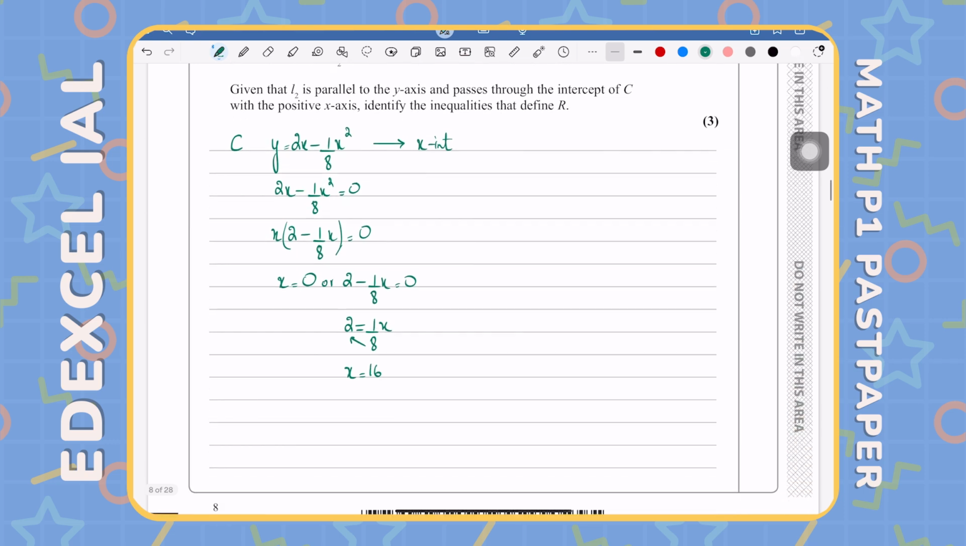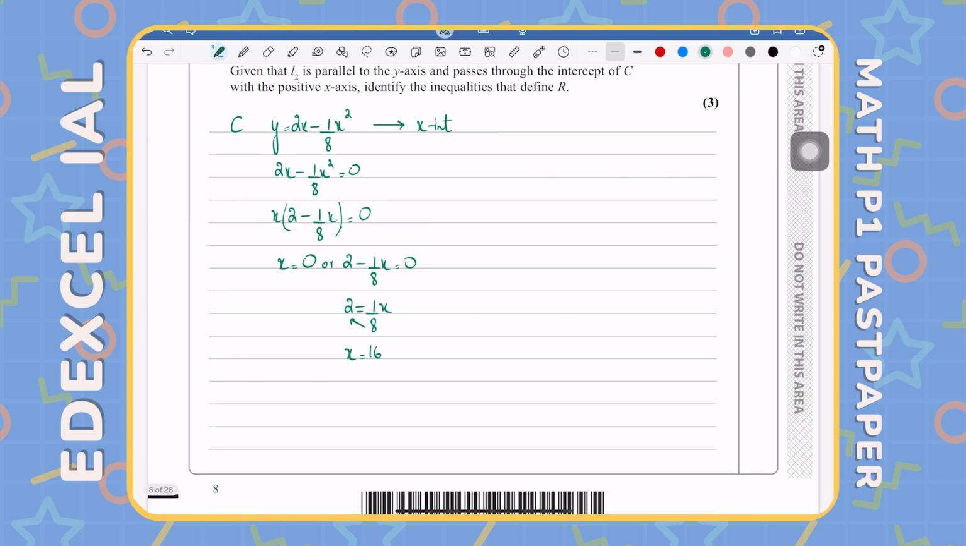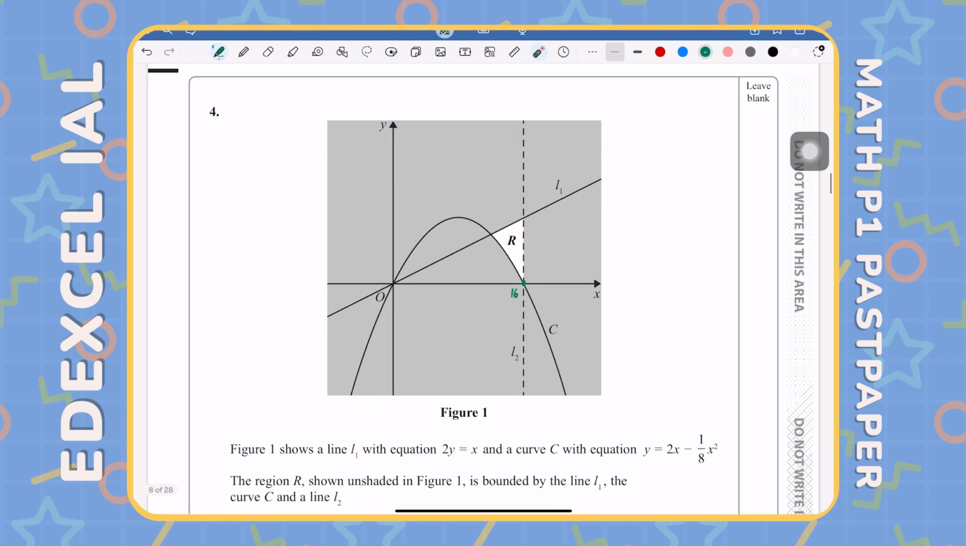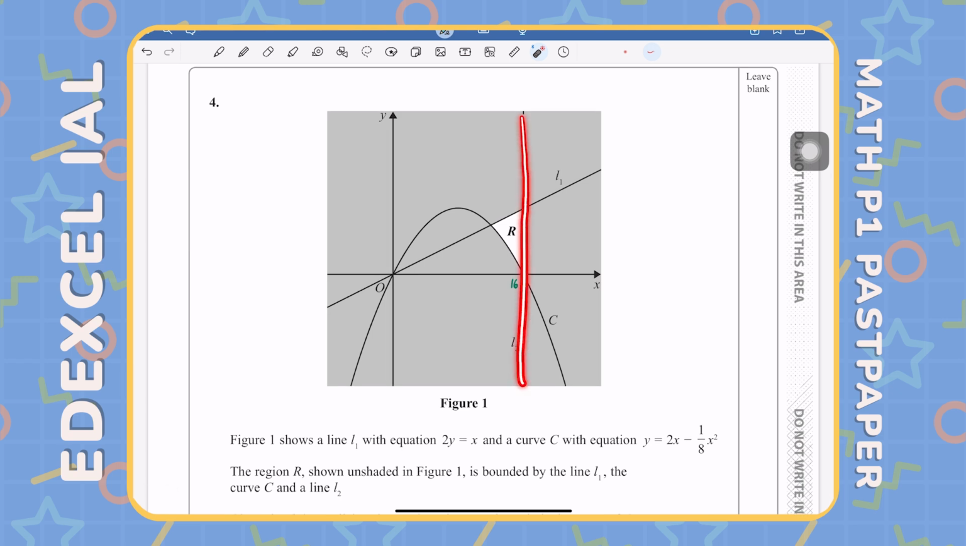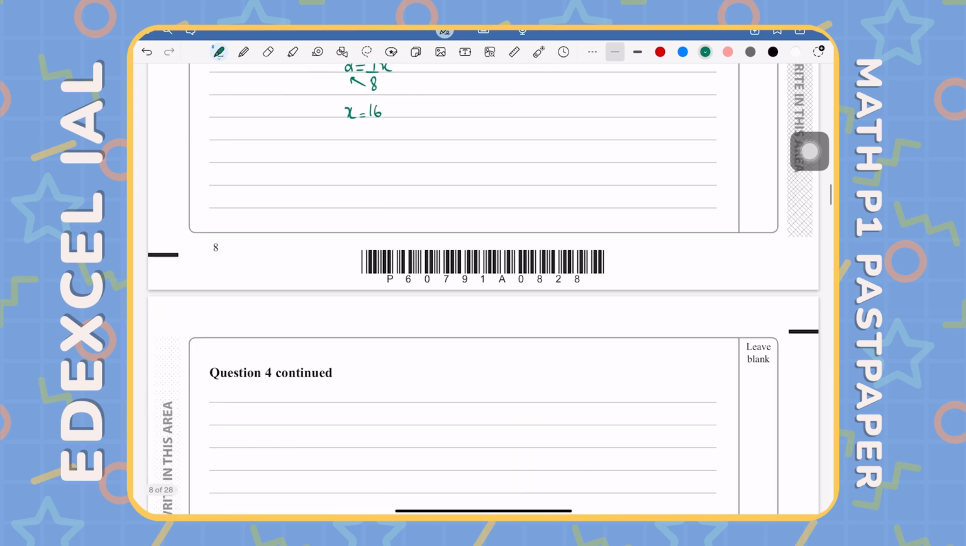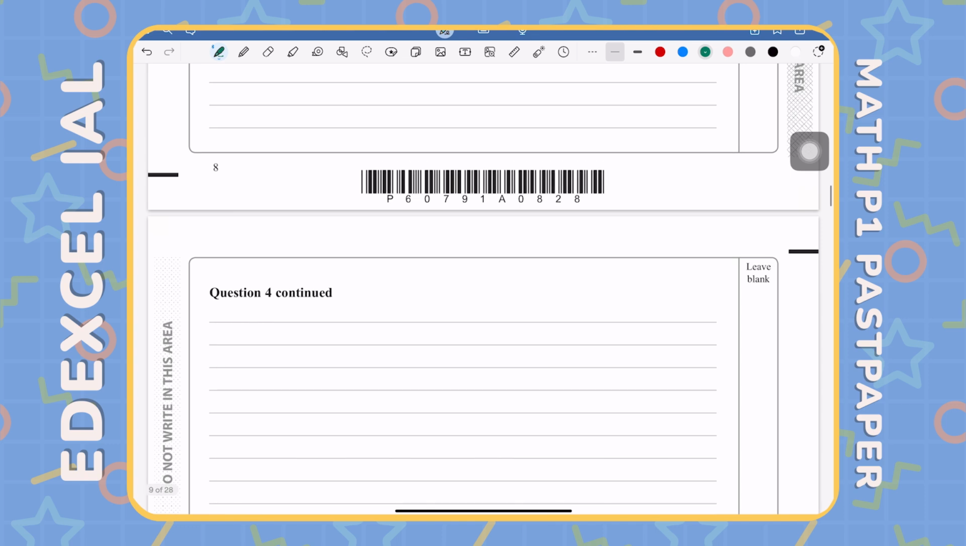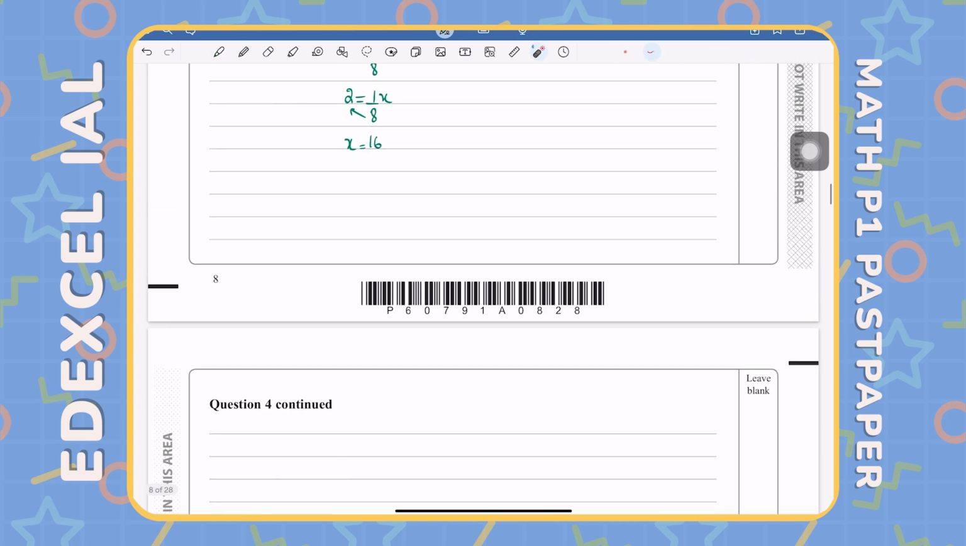Which means we now have the equation of line 2. Line 2 is a vertical line. So what kind of an equation does a vertical line have? x equals the point at which the line is cutting the x-axis. That means the equation of this line is x = 16. Now we have all the ingredients and we're going to start putting them together to form the inequalities. So let's do that on a fresh page, and one by one start writing down the inequalities.